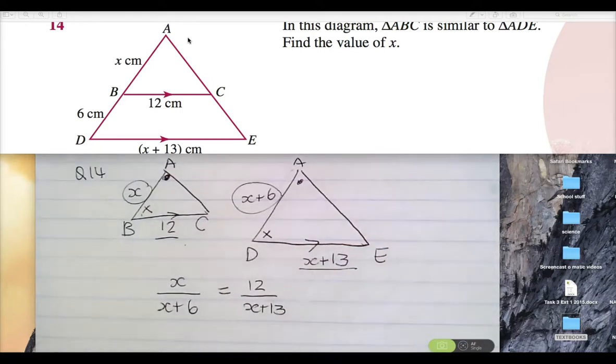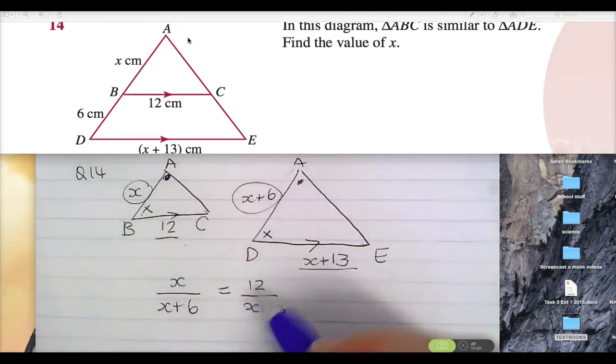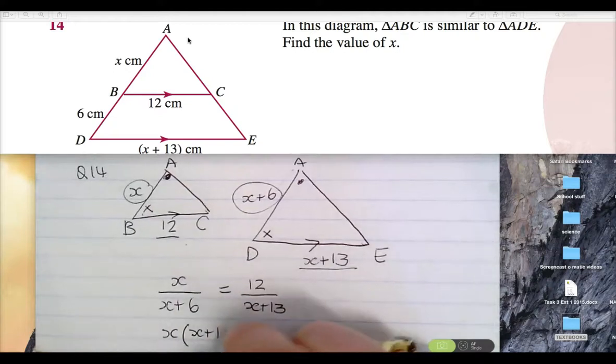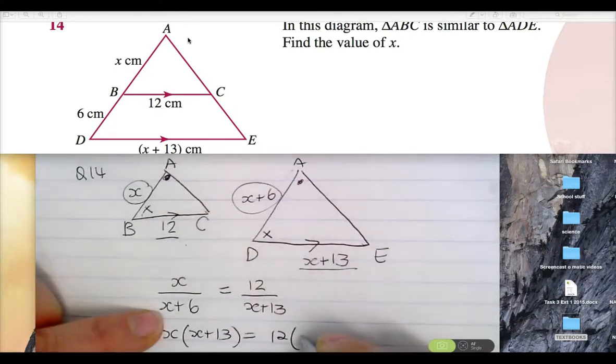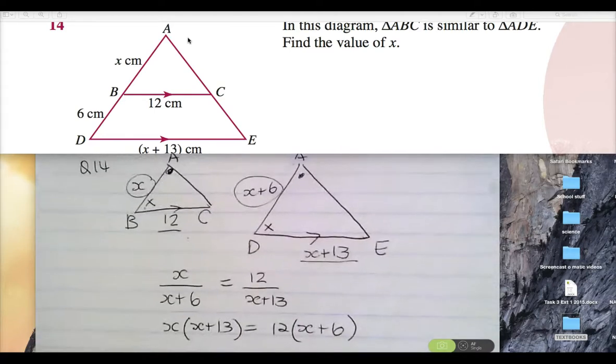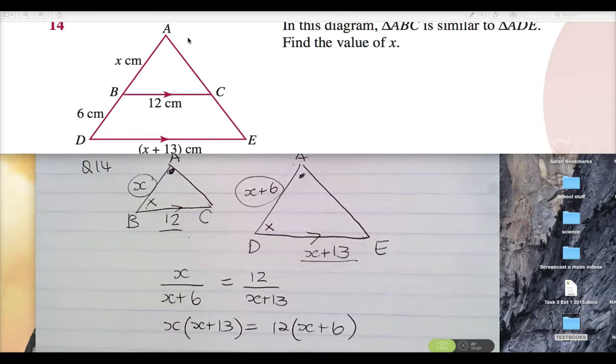now, girls, how do you solve that? I'll just cross multiply because it's fraction equals fraction. So you go X times X plus 13 equals 12 times X plus 6. I'm not doing any more. You will expand it, take everything to the left, put it equal to 0, factorize and solve. Wait a minute. Is X positive? X is a length. It has to be positive. If you've got a negative answer, you need to ignore the negative answer and only take the positive answer.